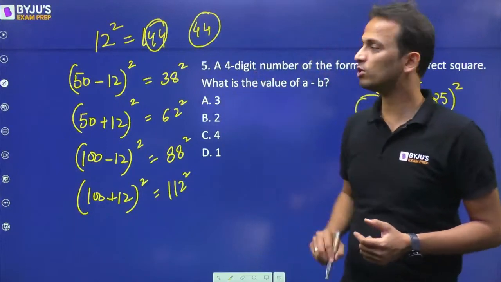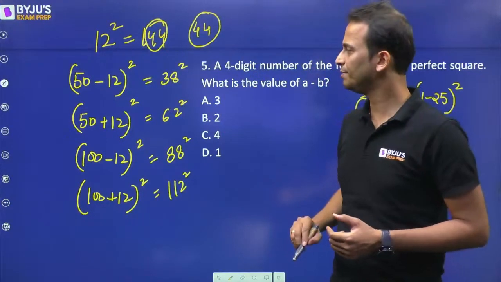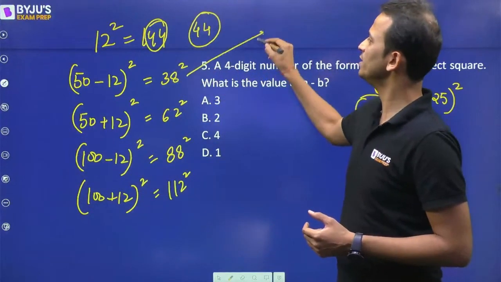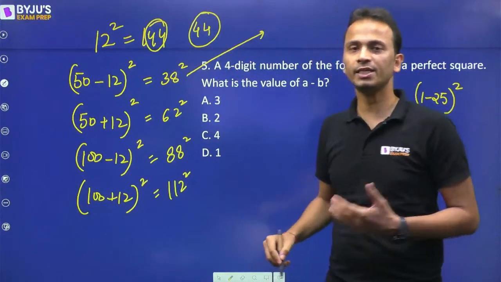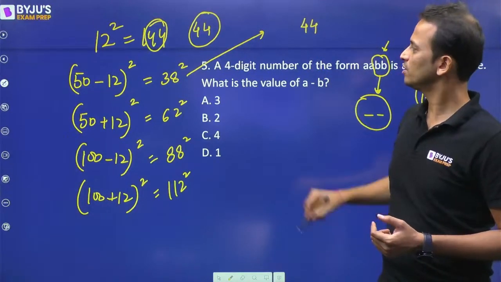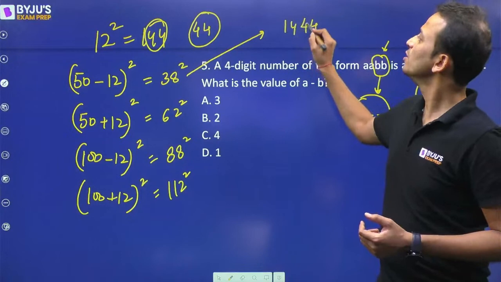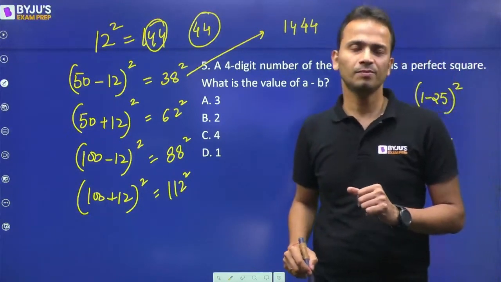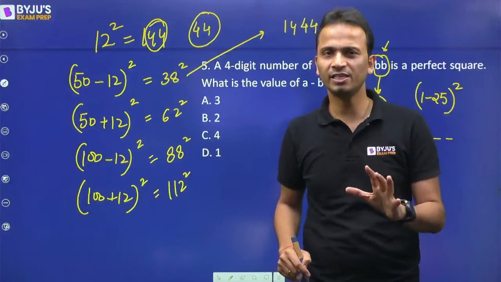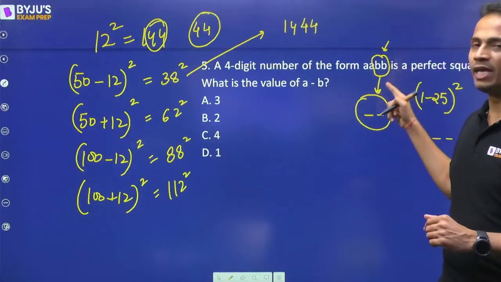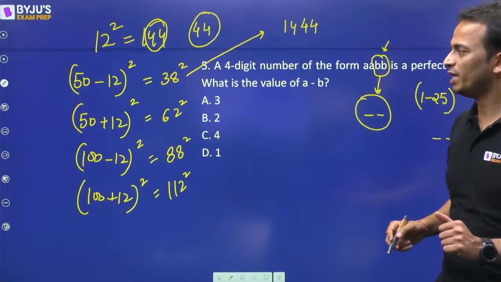So now I'll find out the square of 38. Square of 38 यहाँ पे लिख देता हूं मैं. Square of 38 कितना होगा? So 1444 is the square of 38. Square find out करने की faster technique बाद में बताऊंगा, आज नहीं. Is it of the form AABB? No, it is not of the form AABB.